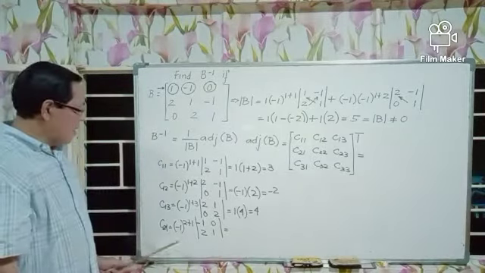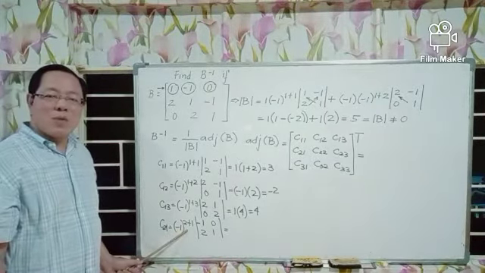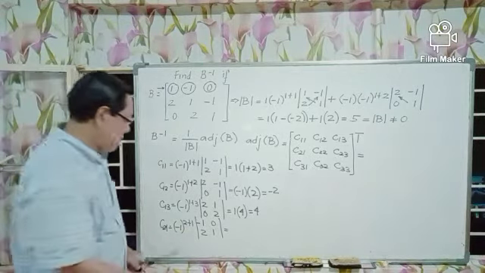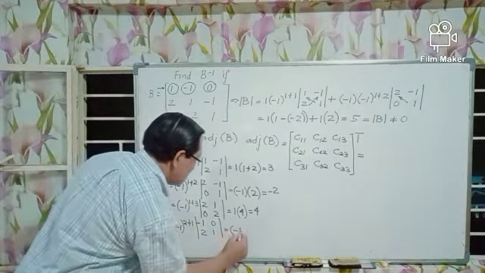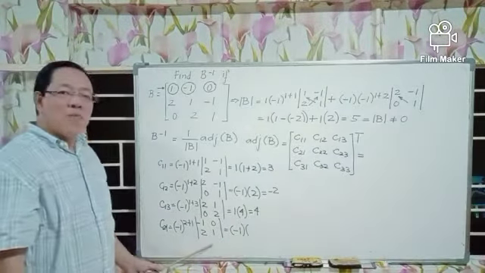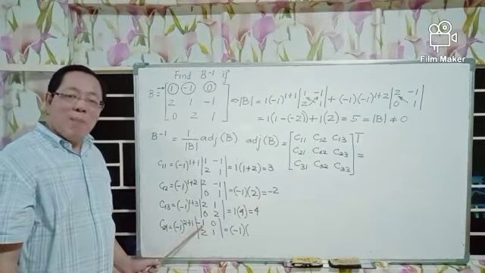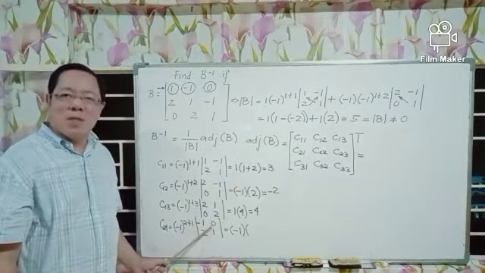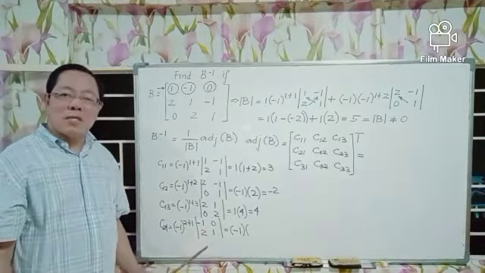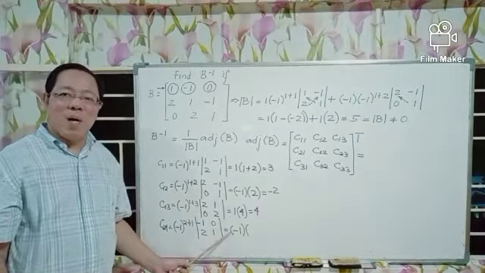We simplify. Negative 1 raised to 2 plus 1, that's negative 1 raised to the power 3, and it's equal to negative 1. Multiply by this determinant of order 2. 1 multiplied by negative 1 is negative 1, minus 2 multiplied by 0 is 0. So that's negative 1 minus 0 is negative 1. Multiplied by negative 1 is positive 1.